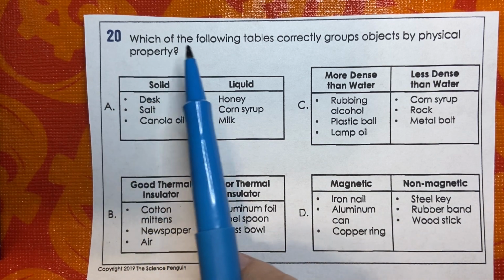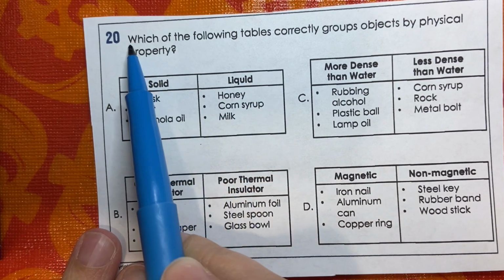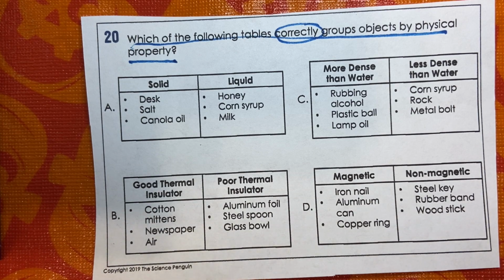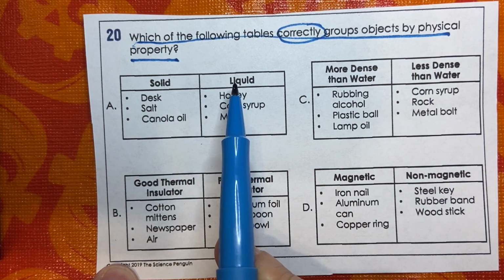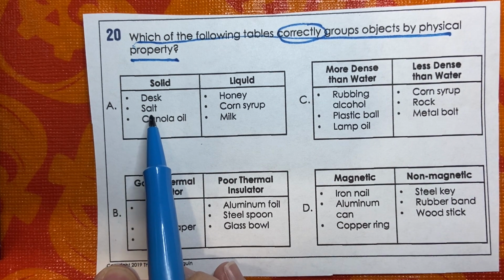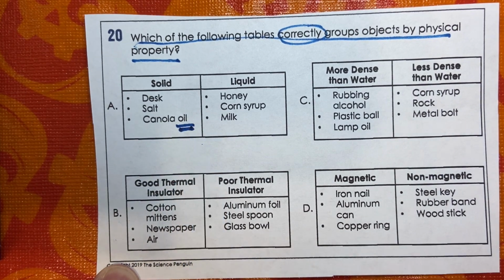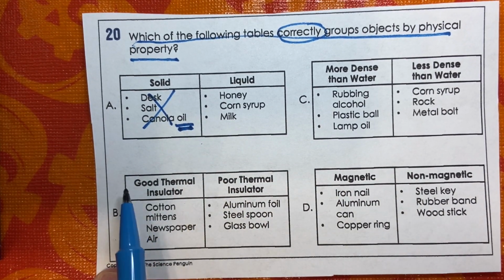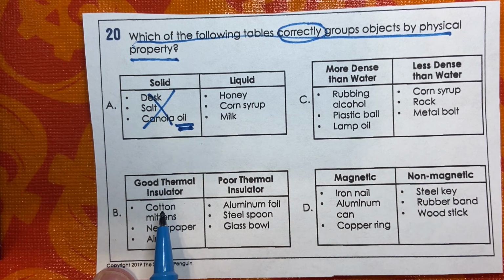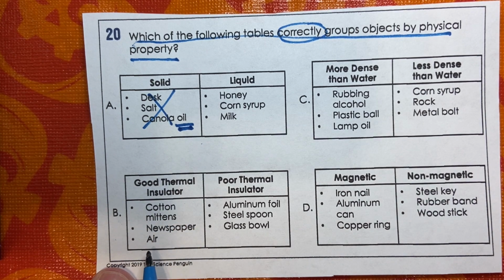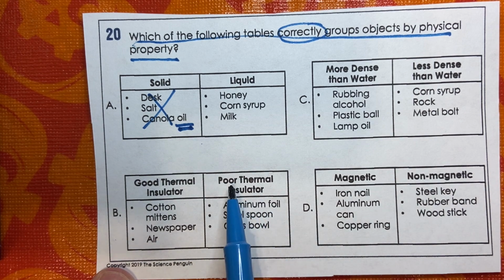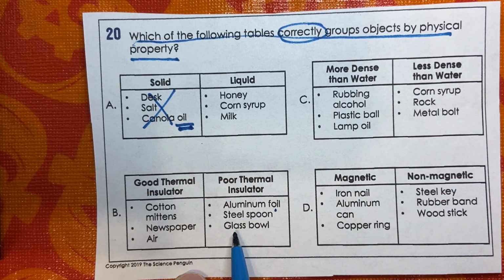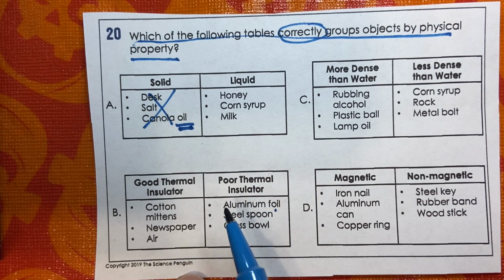Okay, question 20. Which of the following tables correctly groups objects by physical property? So this time we're looking for the one that is correct as opposed to the one that's incorrect. So solid and liquid are our first two categories. A desk is a solid, salt is a solid, but canola oil, that is not a solid. So this is going to be incorrect. I'll go to B. A good thermal insulator, so it blocks heat. Cotton mittens, newspaper, and air, that's true. A poor thermal insulator, which would be a thermal conductor. Foil, spoon, and glass, that's correct. Okay, so this one is looking good.